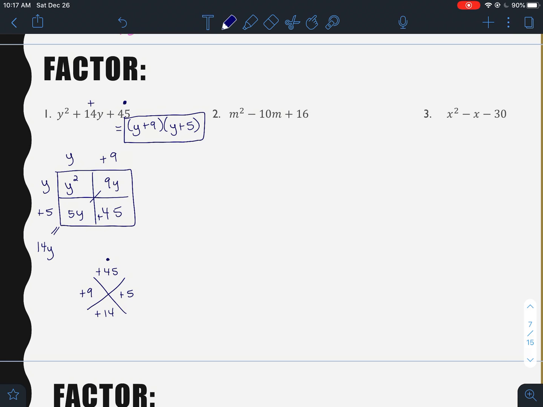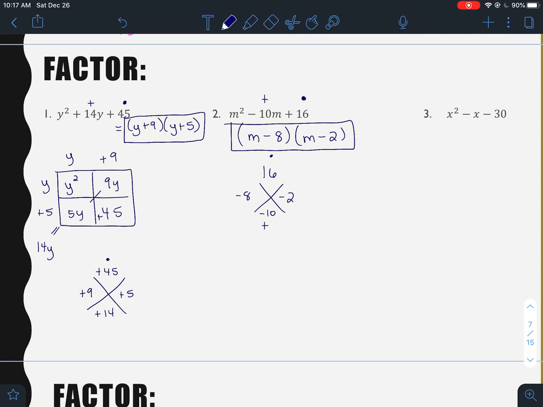All right, for number 2, m squared minus 10m plus 16. Let's do the other method. So I need two numbers. When I multiply them, I get c, and when I add them, I get b. So what times what is 16, but when I add those two numbers, I get negative 10? So multiply to positive 16 and add to negative 10. That would be negative 8 and negative 2. Negative 8 times negative 2 is positive 16. Negative 8 plus negative 2 is negative 10. So when I go to factor this, I get m minus 8 and m minus 2.